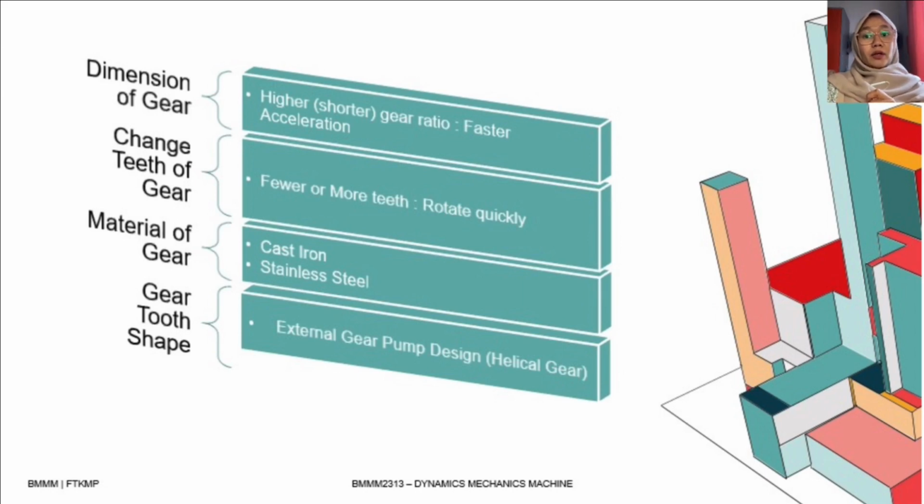Okay, last but not least, the gear tooth shape can be improved by an external gear pump design. An external gear pump uses two identical gears that are meshed side by side, one of which is driven by a motor and drives the other gear, the idler, which is the driven gear. A shaft with bearings on both sides supports each gear individually.